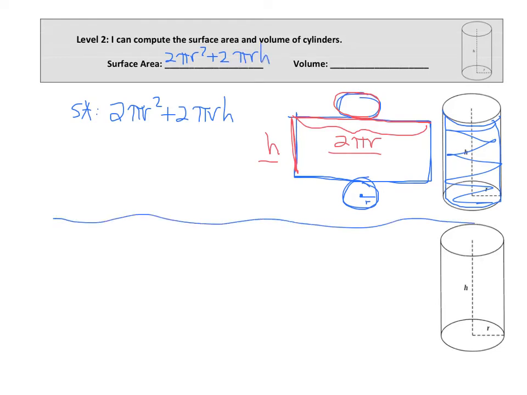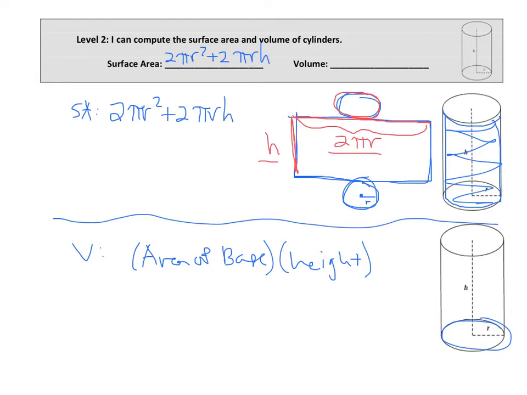Then for the volume of a cylinder, you find it the same way you find the volume of any prism, which again is the area of the base times the height. The base is a circle, so the area of a circle is pi r squared, and then we just multiply that by the height, which is h. So the formula for the volume of a cylinder is just pi r squared h.